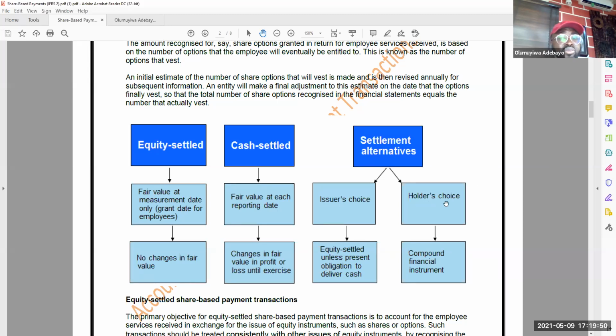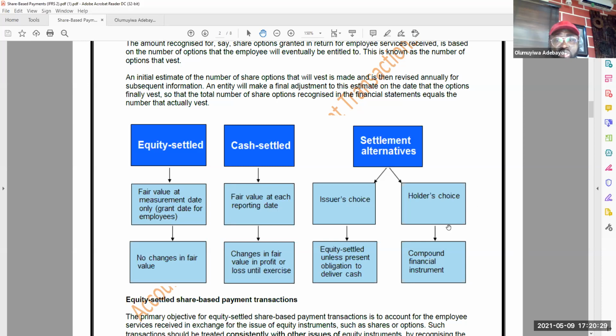But from the angle of the holder, which is the employee, you treat it as a compound instrument. For a compound instrument, you first of all determine the liability component, and we are going to see that, being the fair value of the alternative share that will have been granted and the price of the cash settled former equity. That will be used to determine the liability component, while the difference between that and what it's being priced will serve as the residual, which will be the equity component.